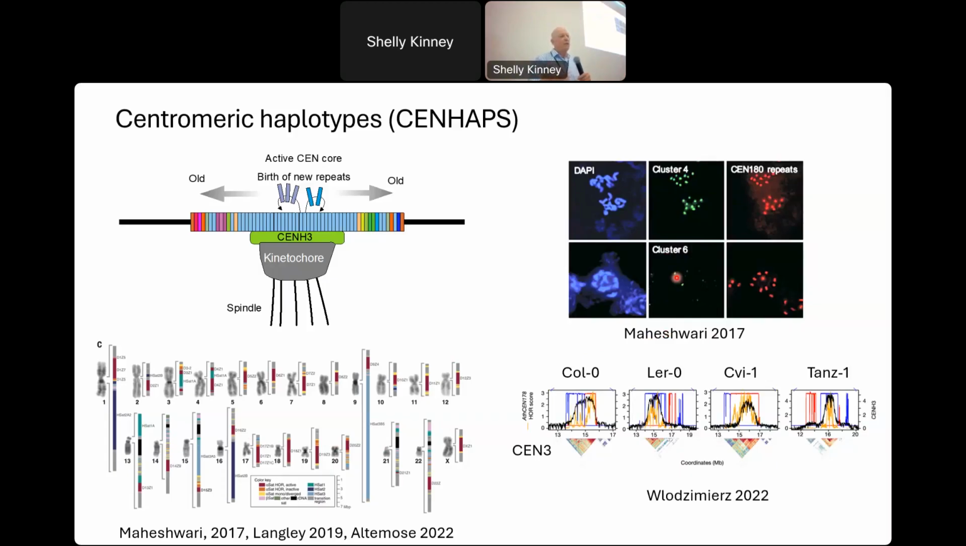But more impressively, the recent studies on T2T sequencing have revealed very clearly that the centromere structures in different varieties of Arabidopsis are different in the arrangement of the repeats, different in some of the sequences and some of the SNPs that are present. So old centromeres.